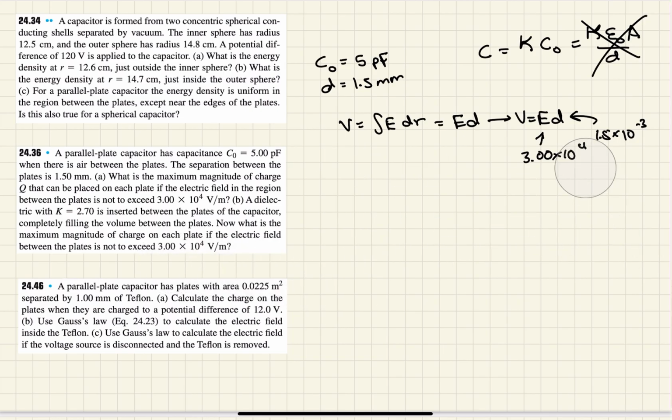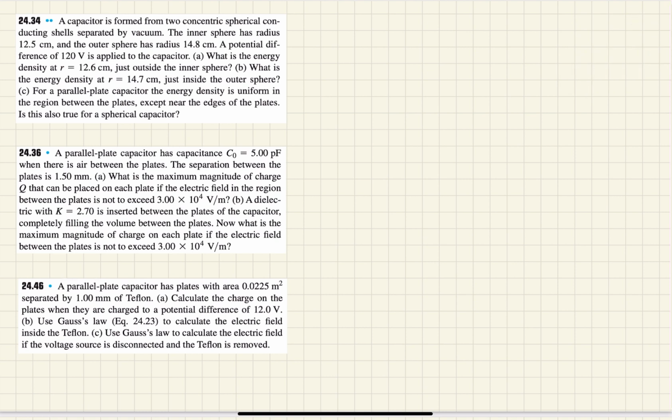So yeah, that was that problem. Last problem here: a parallel plate capacitor with an area of this, separated by that of Teflon. So it expects us to know the dielectric constant of Teflon, which I don't think you're supposed to know, but I'm just going to tell you it's 2.1. If it was on the test, it would give you 2.1 as the dielectric constant of Teflon.